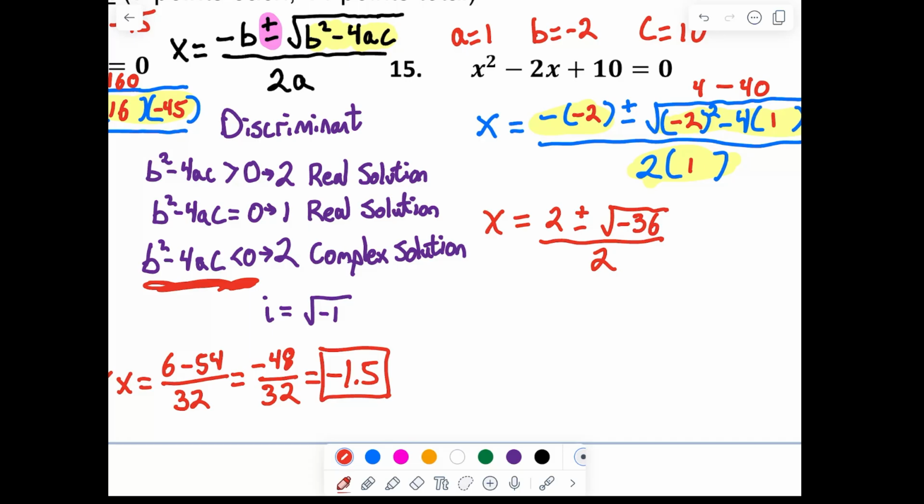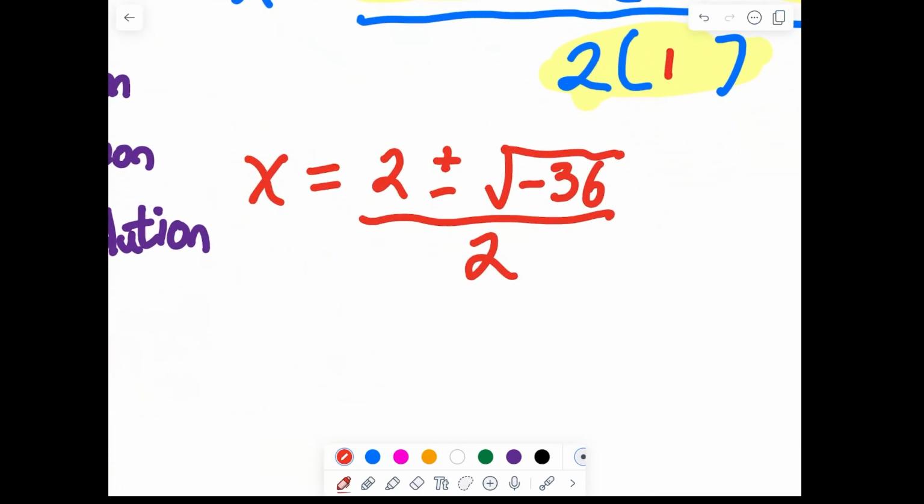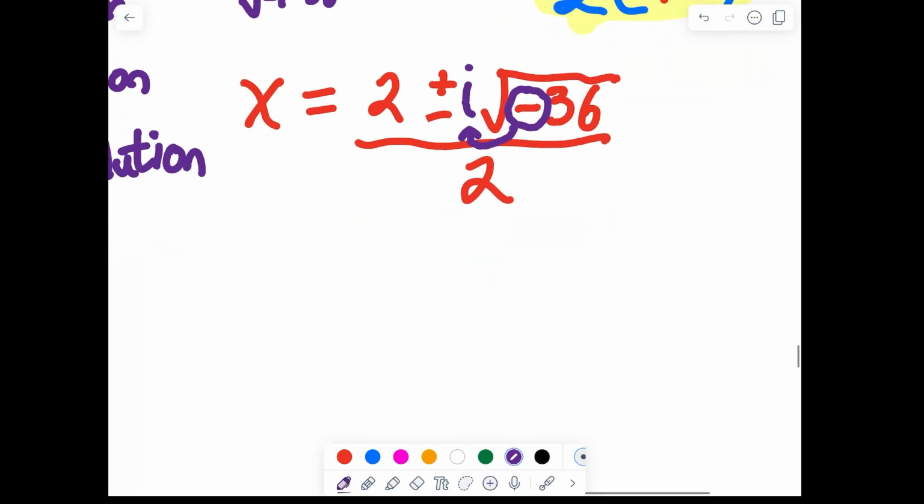And so I have x equals -(-2), which is +2, plus or minus the square root of, what do we have here? -2 times -2 is 4, minus 4 times 10 is 40. So minus 36 as the discriminant, and all over 2. Now notice we have one of those negative square roots. We said if b squared minus 4ac is less than 0, we have 2 complex solutions. You plug in the square root of -36 in your calculator, and you will get an error.